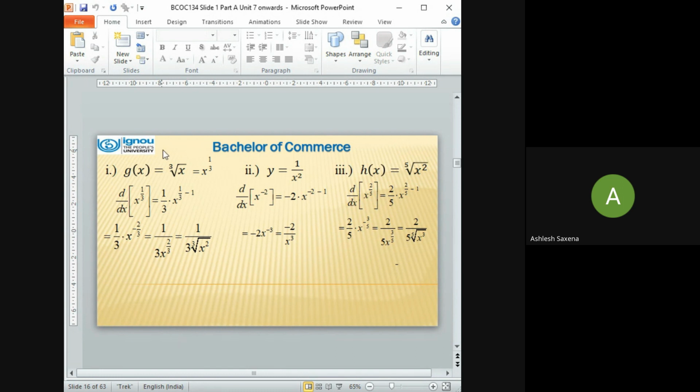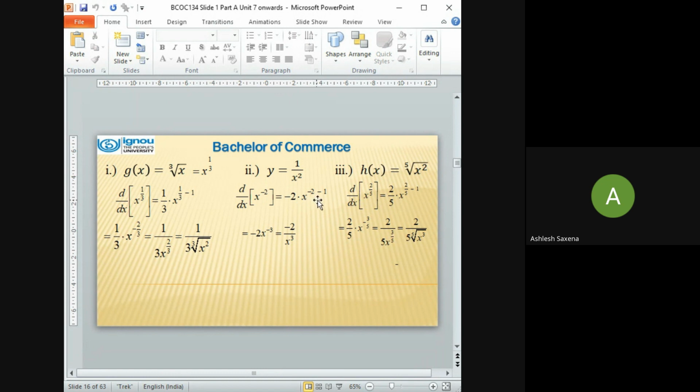Here, what is happening? Another problem is y is equal to 1 upon x square. It is in the form of 1 upon x square. What I will be doing? I will be taking this to the numerator. As I am taking it to the numerator, its power will change. It will become minus. Now I will be differentiating x raised to the power minus 2. Same numerator, this power will come in front of it, and now I will be reducing one power. So it will be minus 2 into x raised to the power minus 2 minus 1, which will be minus 2 into x raised to the power minus 3.